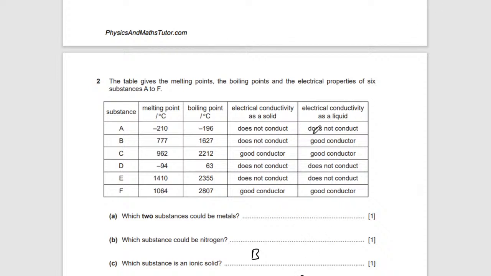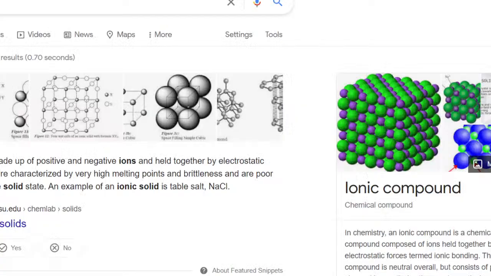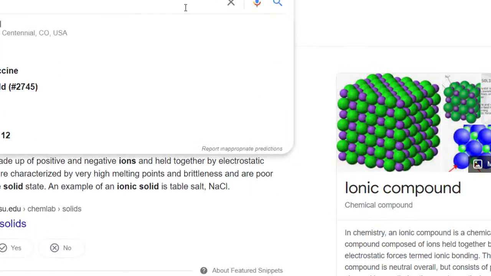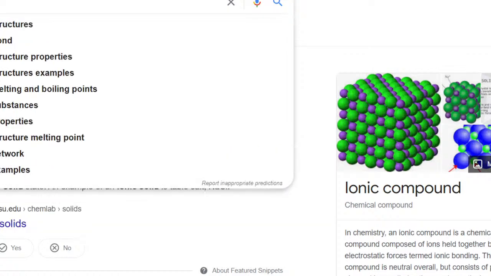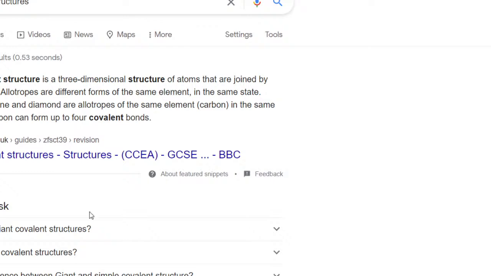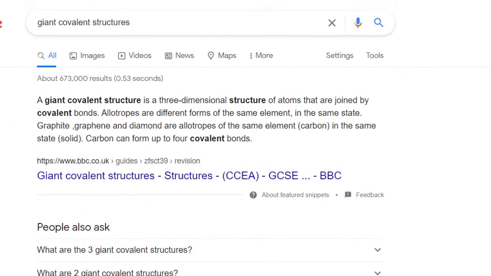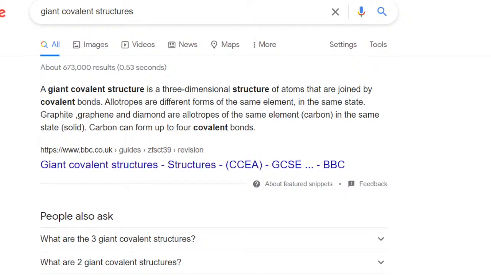Which substance has a giant covalent structure similar to that of a diamond? Let's remind ourselves what a giant covalent structure is. So there you go. A giant covalent structure is a three-dimensional structure of atoms that are joined by covalent bonds. And allotropes are different forms of the element in the same state, like graphite, graphene, and diamond.